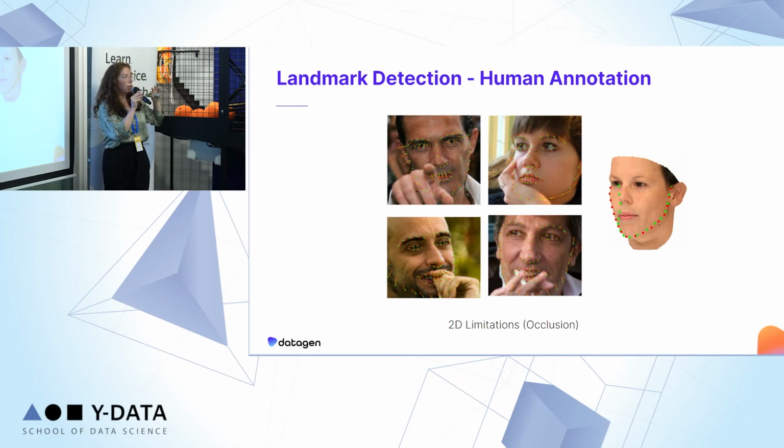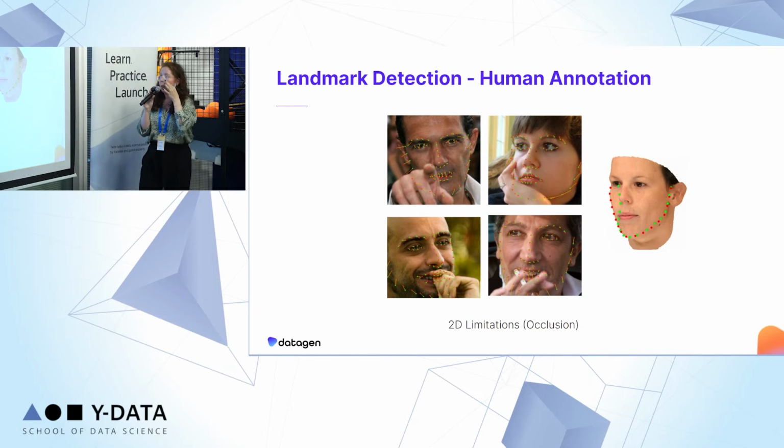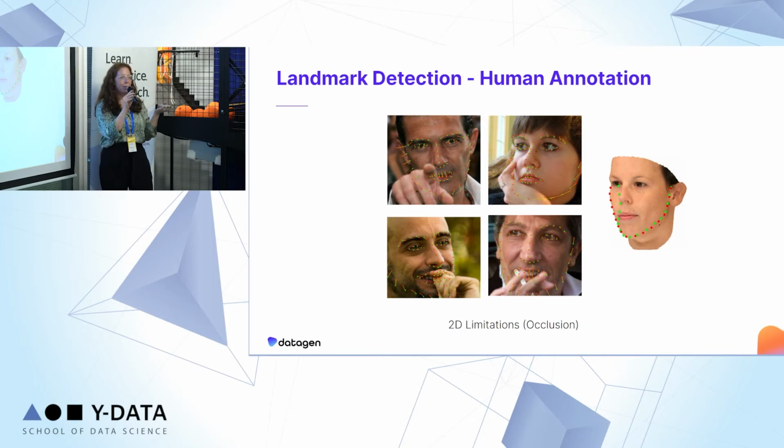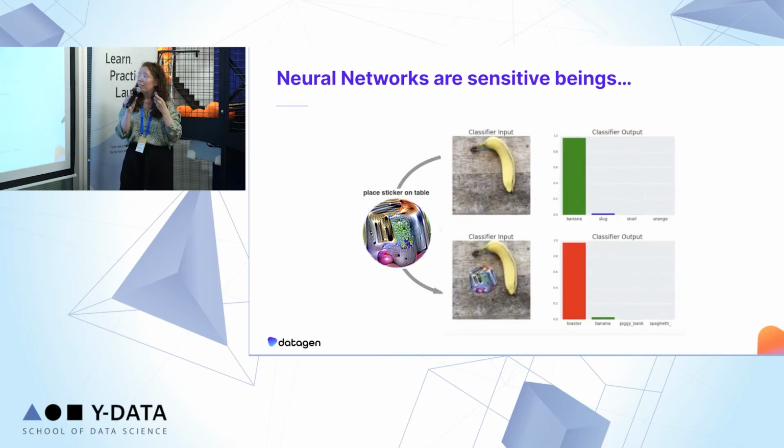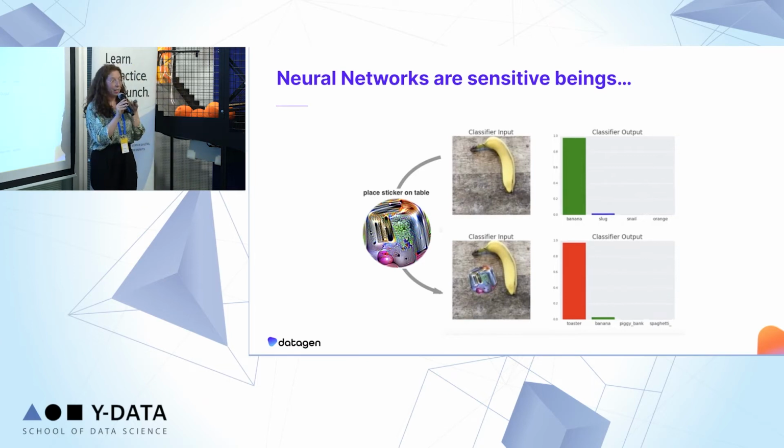Make sense? Okay. Now, when I gave a dry run of this talk to a couple of people, they told me, fine, just do it in big numbers and the error will be fine in large numbers. But we all know that neural networks are sensitive beings and that even the smallest amount of noise can make the model think that it's not a banana, but rather a toaster.